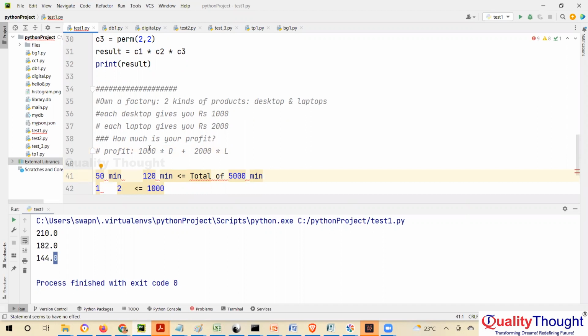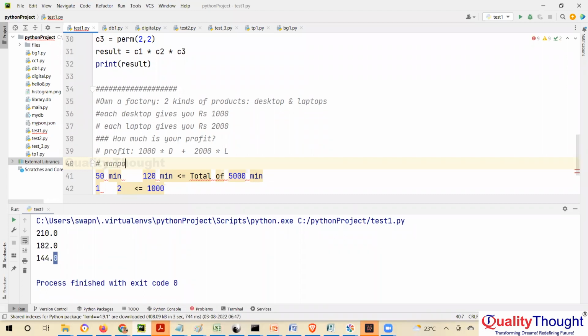If you know the D and L value, we can easily substitute and find the profit. But we don't know D and L, right? You want to make 10,000, 1 lakh, 1 crore, right? So first, you will have constraints. First constraint is manpower.